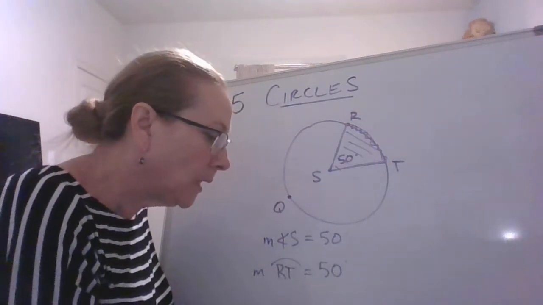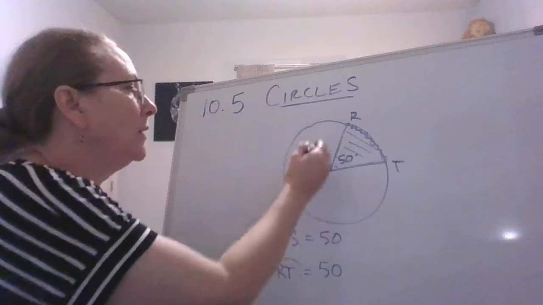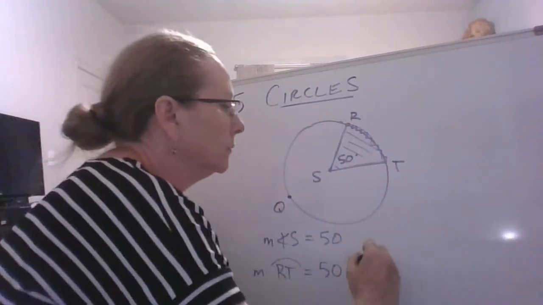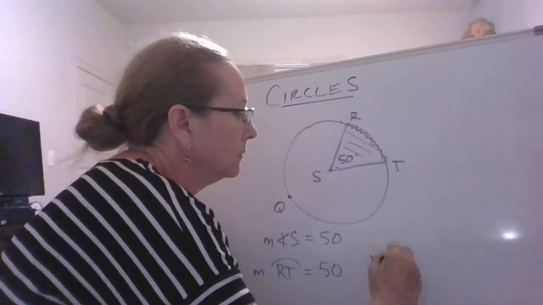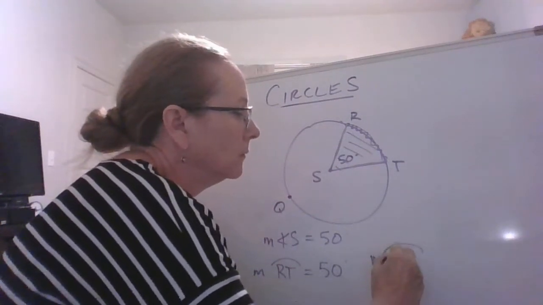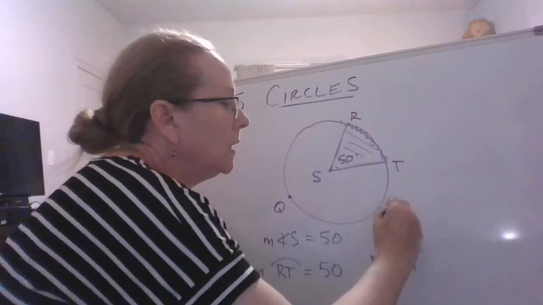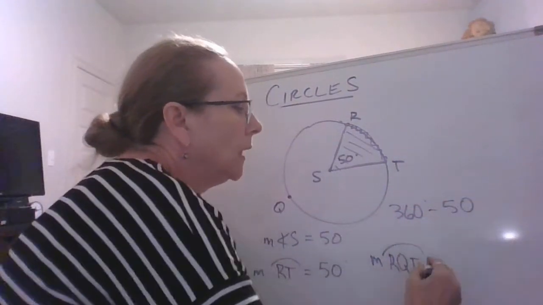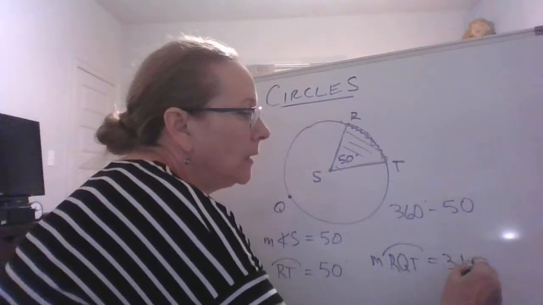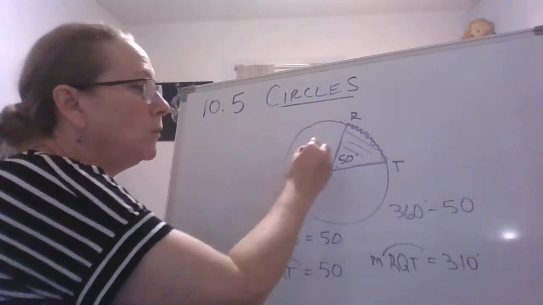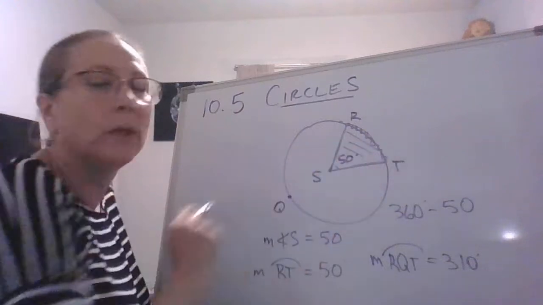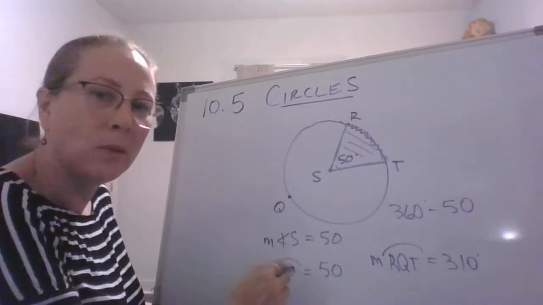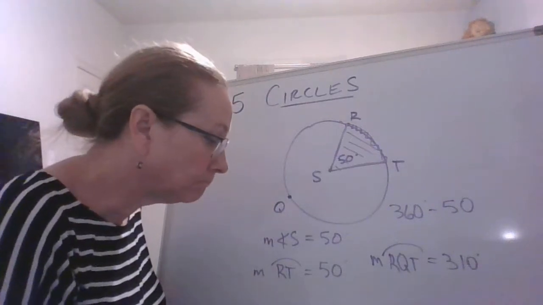Okay. We also can say that the other arc, RQT, is 360 degrees minus that 50. So this angle would be 310. Since the angle would be 310, the arc would also be 310 degrees on the other side, the one that's not in the original. All right.